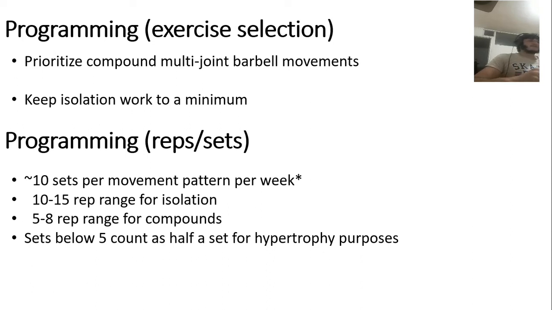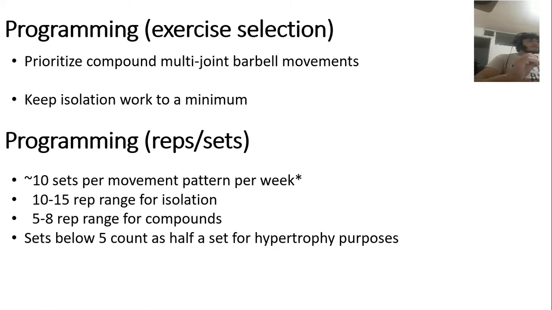Next, when it comes to rep ranges, 10 to 15 rep range for isolation work. Now 10 to 15 can mean different things, but in this context it just means, say you do it with a given body weight, you go up to 15, and once you are at 15 for whatever amount of sets you're doing, then you progress by the minimum amount.